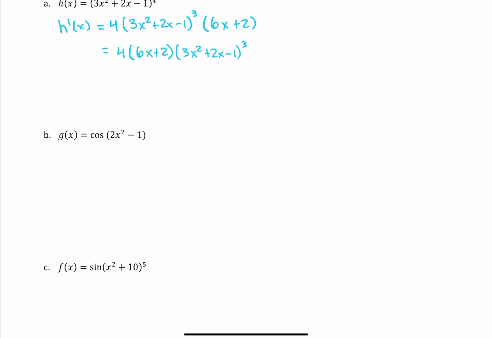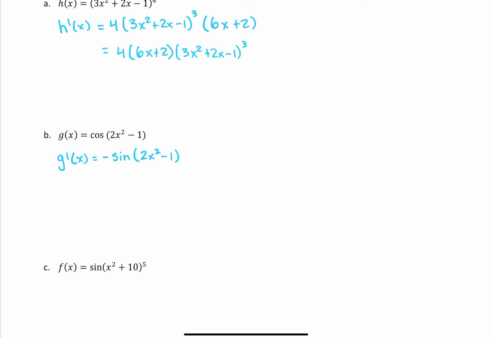For letter B, we have the cosine of 2x squared minus 1. So again, our inside function is the 2x squared minus 1. Our outside function is the cosine. So the derivative of cosine is negative sine. And for trig functions, unless we're applying an identity, we're not ever going to change our angle. So the derivative of cosine is negative sine 2x squared minus 1.